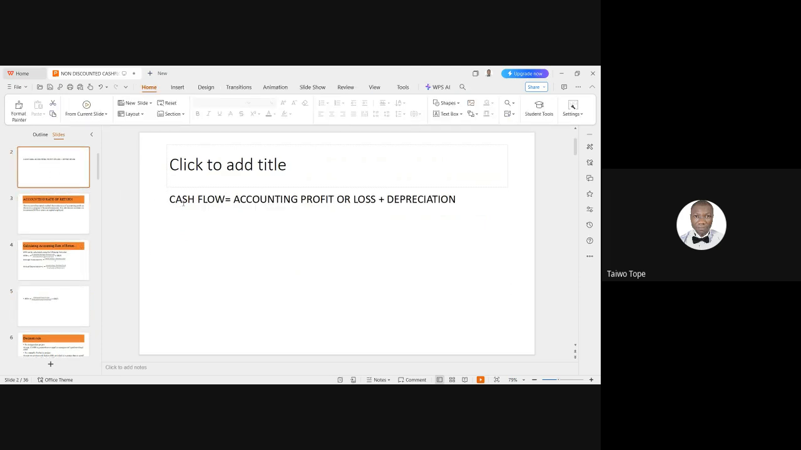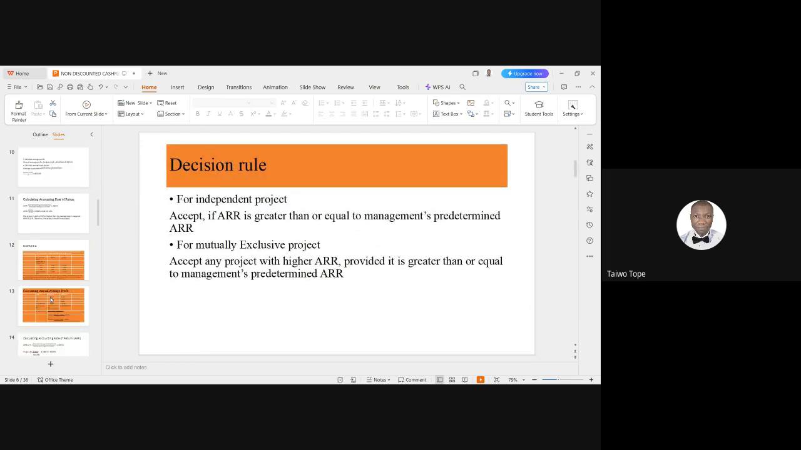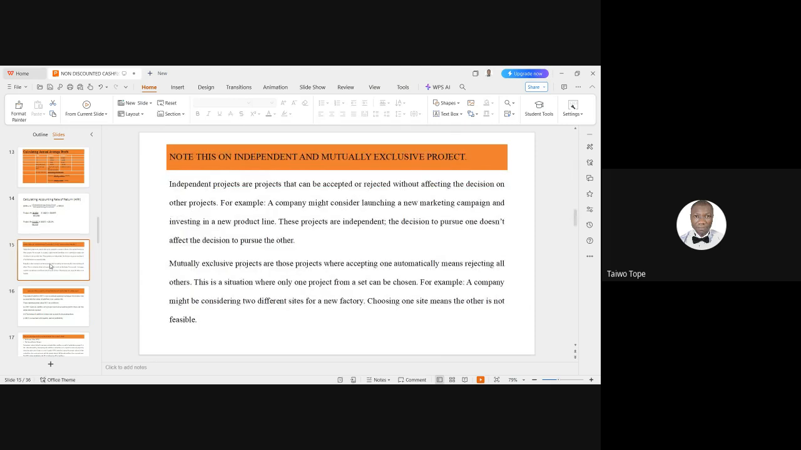Now, you must note this. Cash flow is accounting profit or loss plus depreciation. For you to get your accounting profit, it is cash flow minus depreciation. In that way, you can determine your accounting profit. Now, you must note this in trying to solve questions on discounted and non-discounted cash flow.